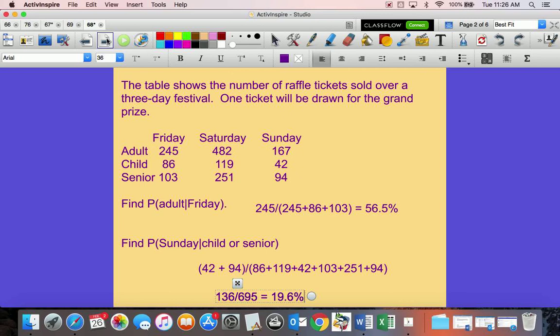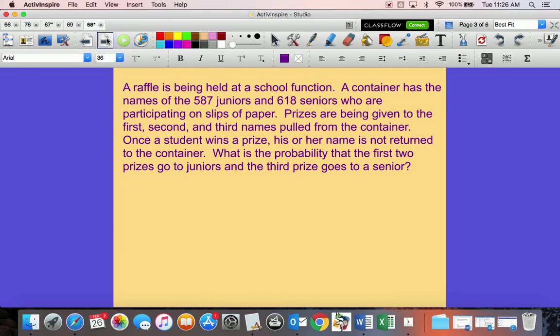All right, the next one, a raffle is being held at a school function. A container has the names of 587 juniors and 618 seniors who are participating on slips of paper. Prizes are being given to the first, second, and third names pulled from the container. Once a student wins a prize, his or her name is not returned to the container. What's the probability that the first two prizes go to a junior and the third prize goes to a senior?